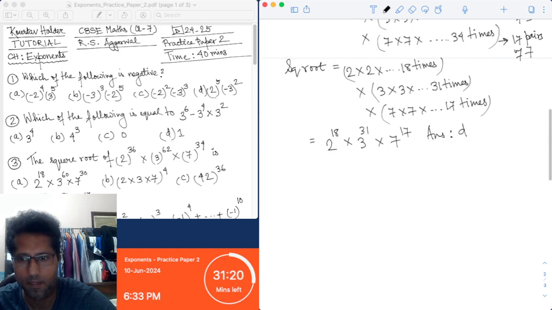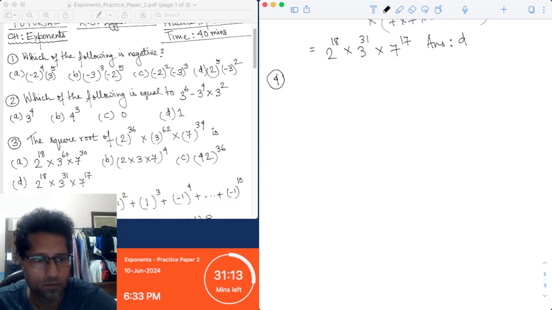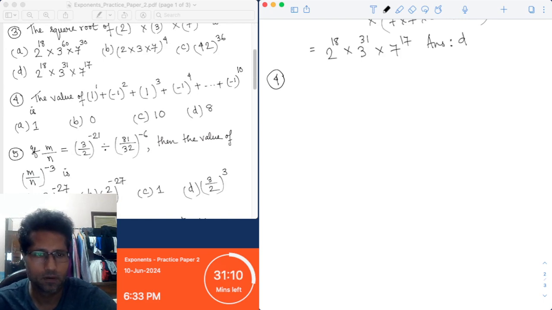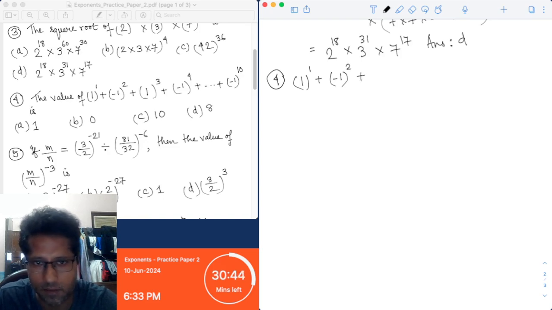Okay, let's do question number 4. What is the value of 1 to the power 1 plus minus 1 to the power 2 plus 1 to the power 3 plus minus 1 to the power 4? So we are given an expression where the base alternates between 1 and minus 1, and the powers are also increasing, 1, 2, 3, 4. This is the pattern of the terms in this expression. By term I mean all the individual exponents.